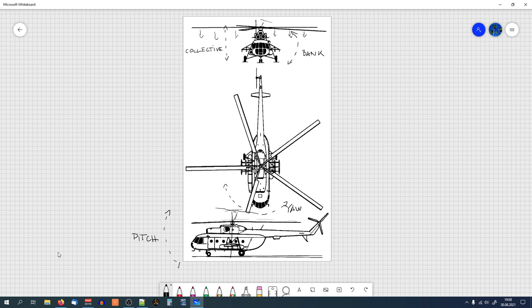Okay, so let's sum up the basic controls. You have W and S. It's for a collective. Then you have your mouse. Let's make a little mouse. You move your mouse like this. You control bank. I gotta write this again. And mouse forward and mouse backward. That's your pitch.